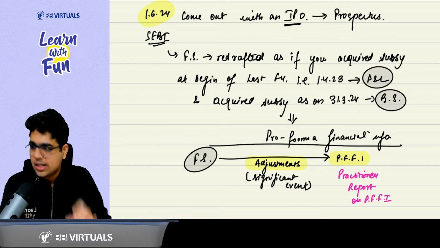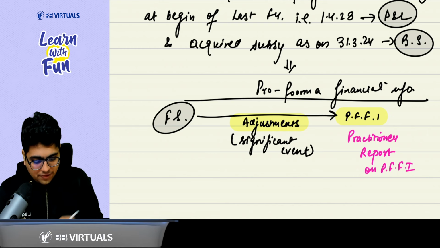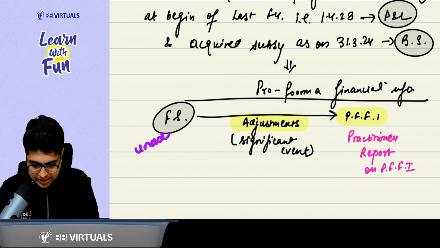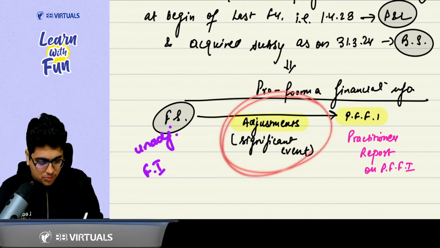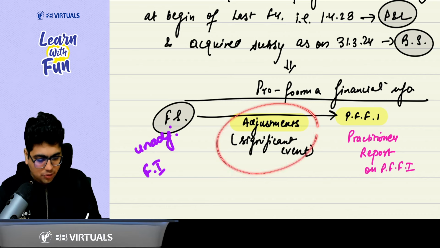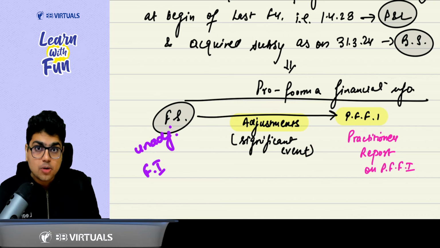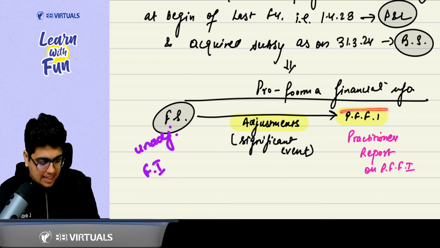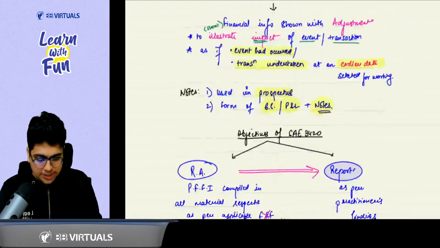So sir, what are we required to do? Just take your normal financial statement. These normal financial statements are called unadjusted financial information. On this unadjusted financial information, you need to perform your adjustments. Adjustment for the significant events. Once you perform the adjustment, you come out with PFFI, that is the pro forma financial information. And as a practitioner, you need to prepare a report on this. Got the point? Yes, sir.